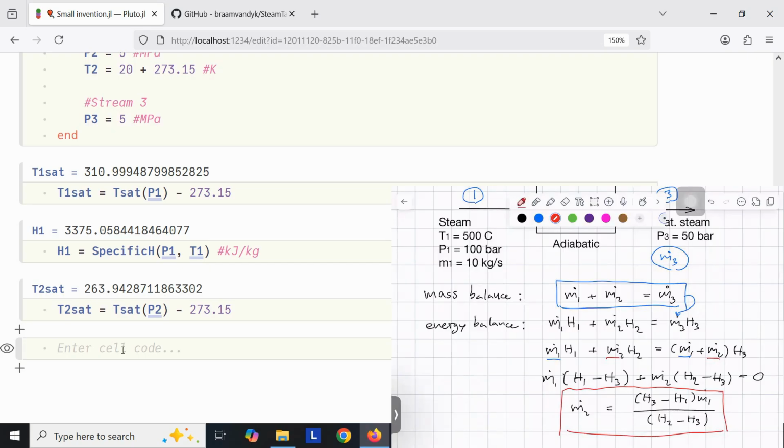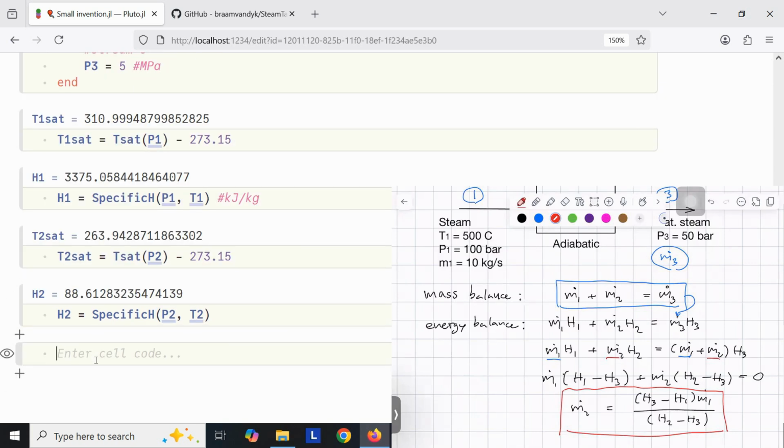So since it is subcooled, we also need to provide 2 parameters. It is a pure species, single phase. So therefore degree of freedom is equal to 2. We need to specify 2 things, pressure and temperature. So it is exactly the same as in stream number 1. So enthalpy H2 should be specific H of pressure P2, temperature T2. Then I can execute the command.